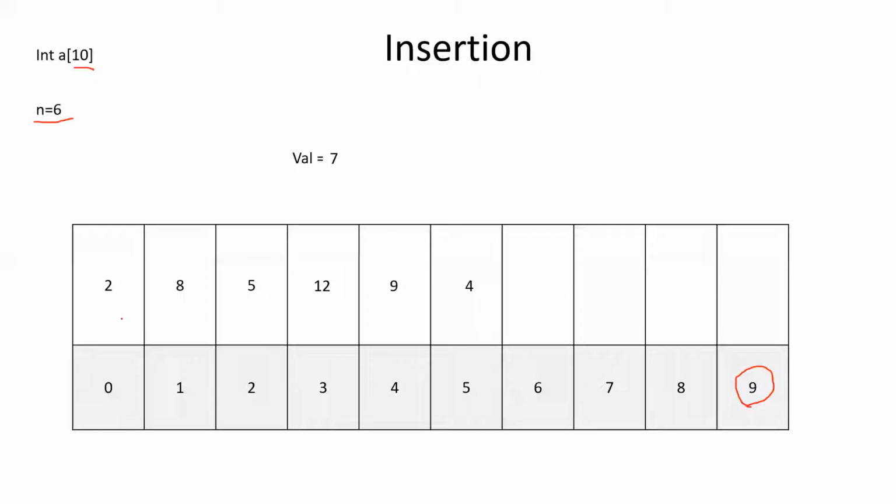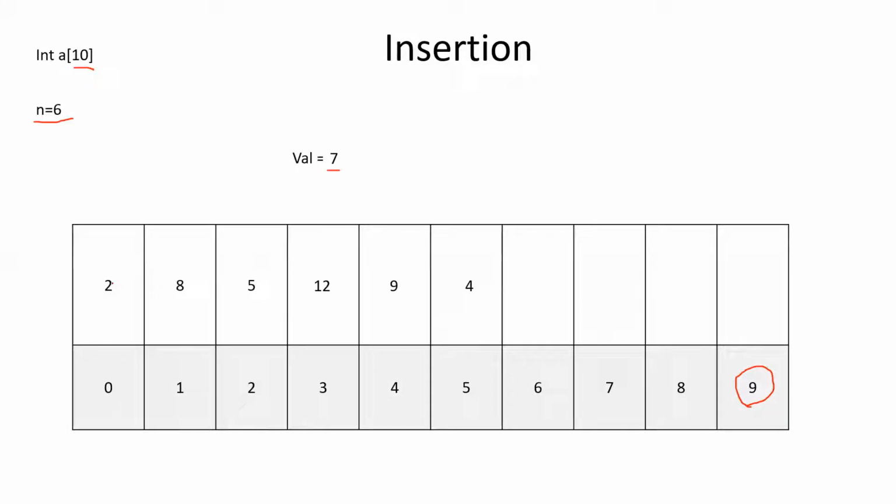Now the number 7 has to be inserted at which position? We will be asking the user to enter the position. Position, understood? Because we will be just showing the numbers 2, 8, 5, 12, 9, 4. So you will ask the user to enter the number. He will be entering 7. After that, we will ask the user to enter the position.